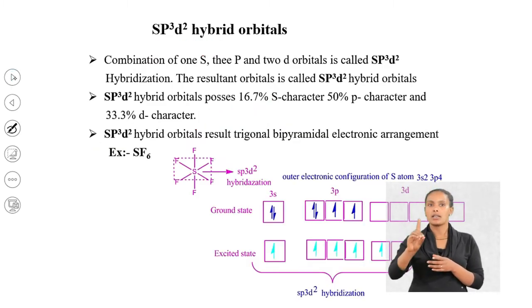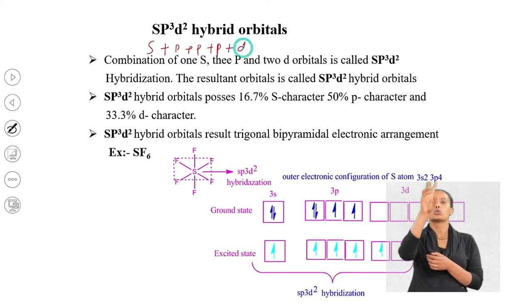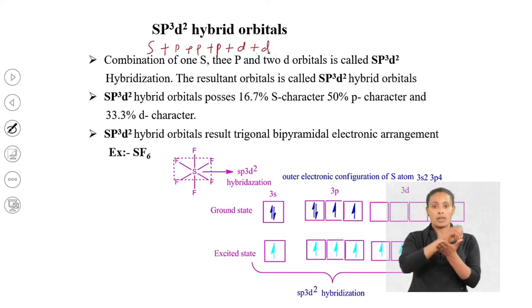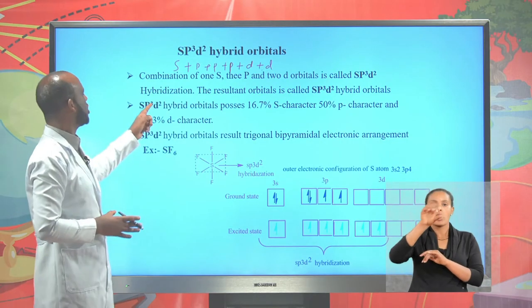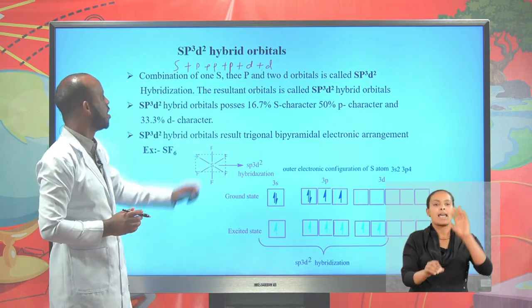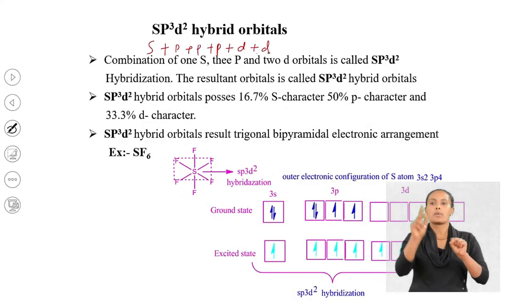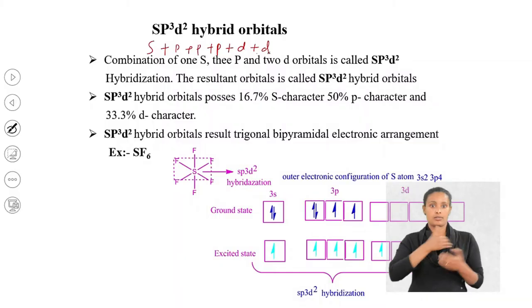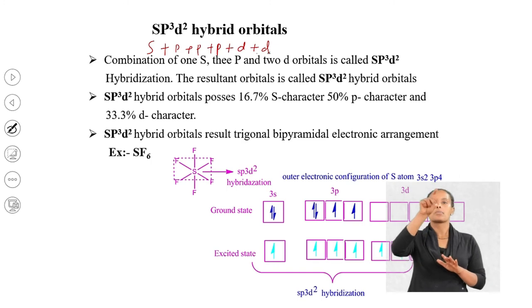sp3d2 hybrid orbitals. Combination of one s, three p, and two d orbitals results in the formation of sp3d2 hybrid orbitals. sp3d2 hybrid orbitals possess 16.7% s character, 50% p character, and 33.3% d character.